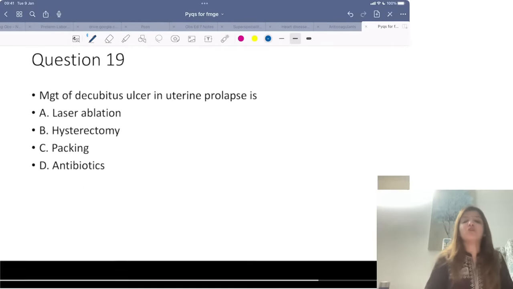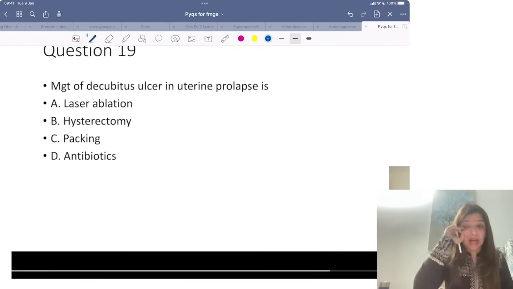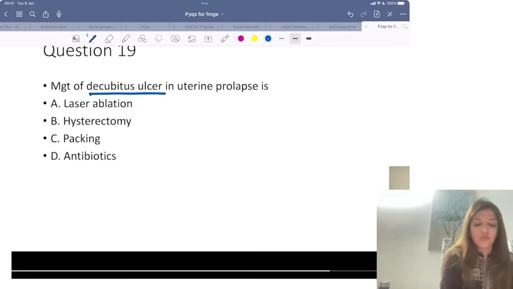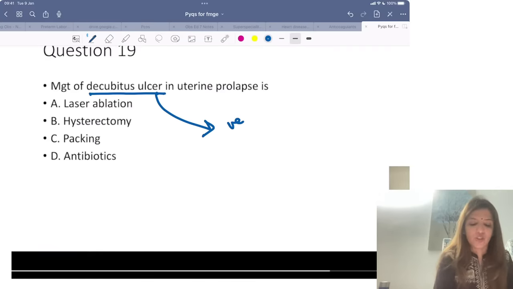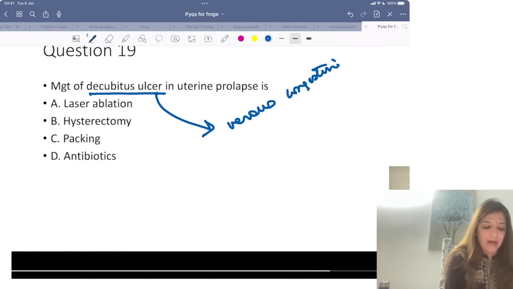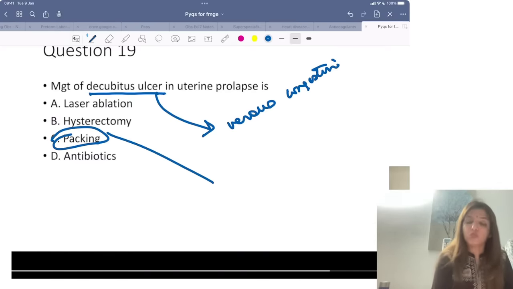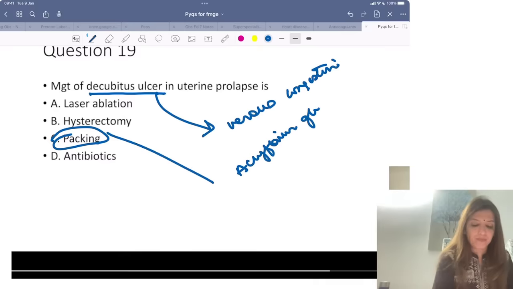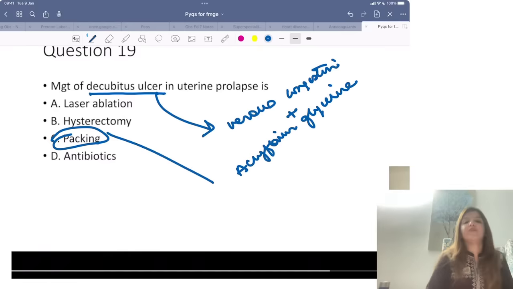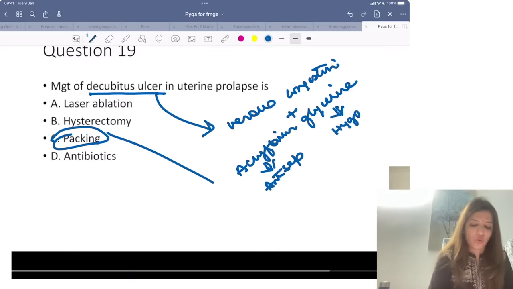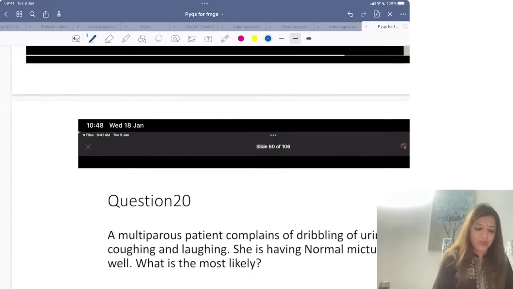Next question. Management of decubitus ulcer in a uterine prolapse. So why is there decubitus ulcer in a uterine prolapse? This decubitus ulcer is due to venous congestion. And how do you manage it? You manage it by doing packing. What are the things which you are using for packing? You are using acriflavin plus glycerin. Acriflavin is an antiseptic agent and glycerin is a hygroscopic agent. Right? Next question.